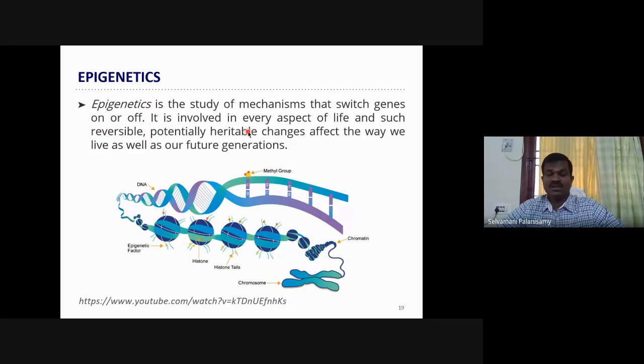And potentially heritable changes affect the way we live as well as our future generations. So if we reverse these things, we may be able to save ourselves as well as our offspring or future generations. So therefore, genetics is predominant, no doubt, but epigenetics is much more predominant than genetics. There is a nice video, probably you can see later on.